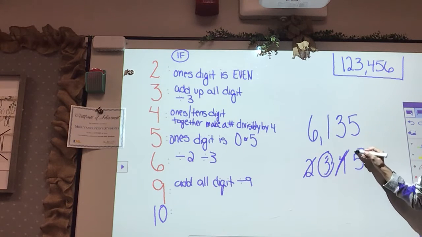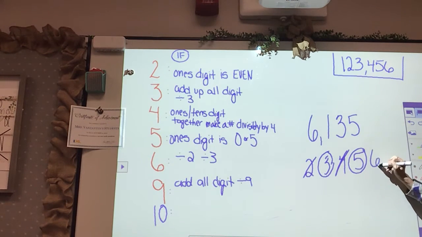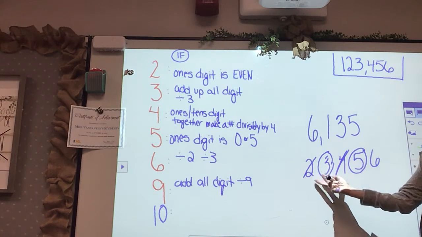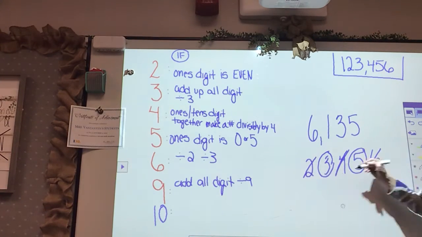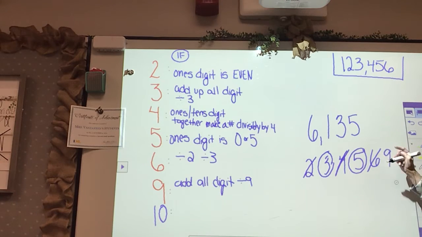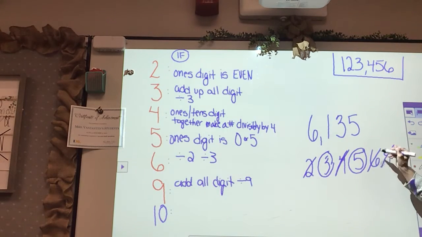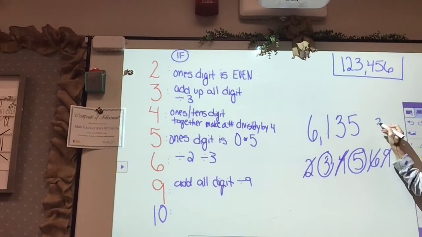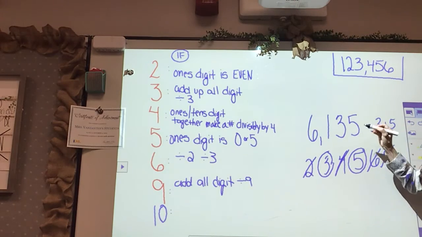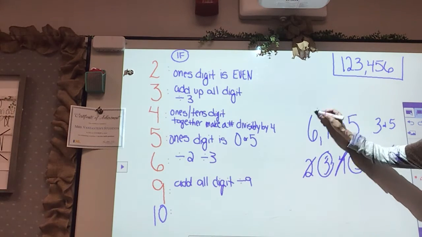Yes, it ends in a 5, so we'll keep it. What about 6? 6 says, look at 2 and 3. No, can't be because it's not 2. What about 9? We have to add them all up. Remember what our number was? 15. Is it divisible by 9? No. So our answer would be, it's divisible by 3 and 5. And not 10.